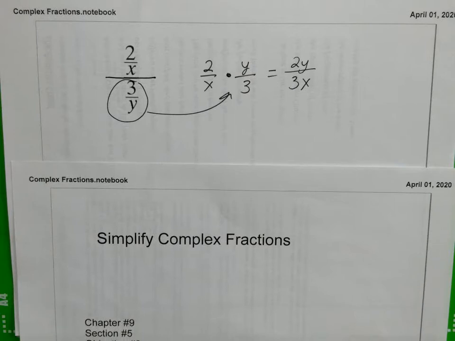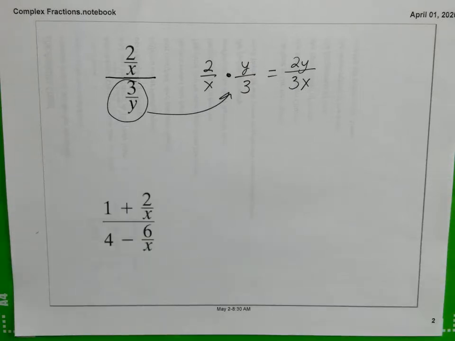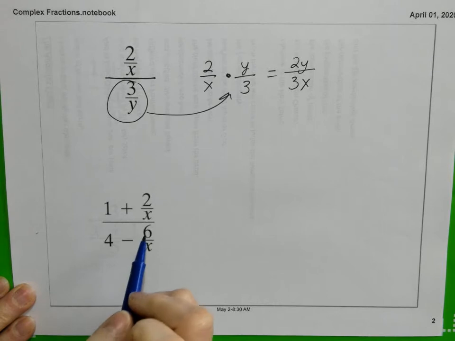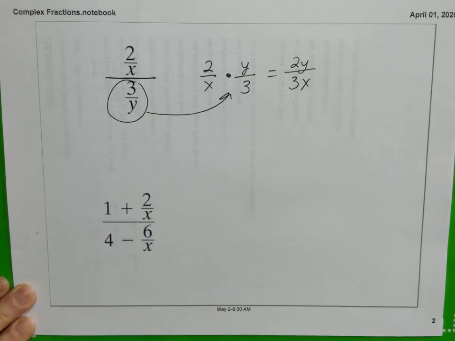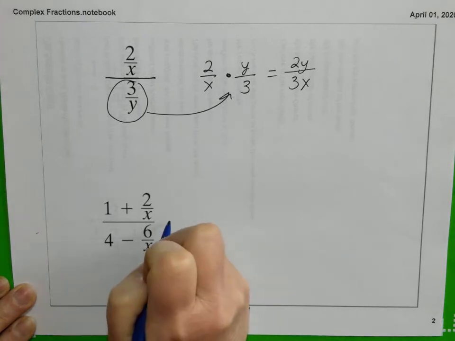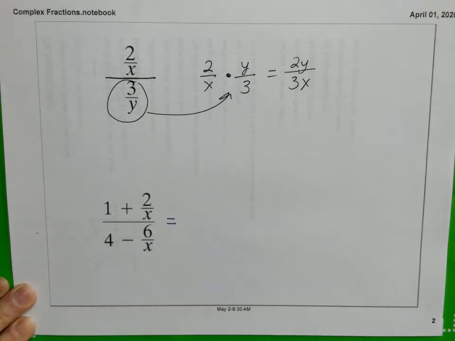Not so terrible. Let's take a look at another one. All right, this one is a little more complex. Yes, it's a complex fraction, but it's a little more complex in its nature. We don't have a single fraction down here on the bottom. We also don't have a single fraction up on the top.